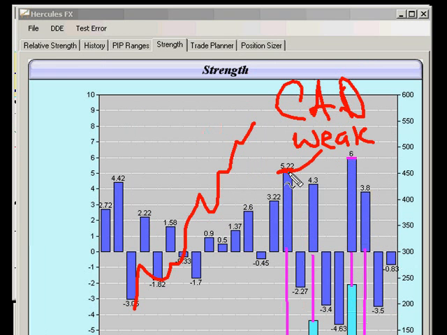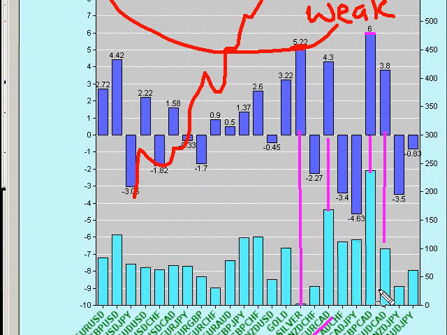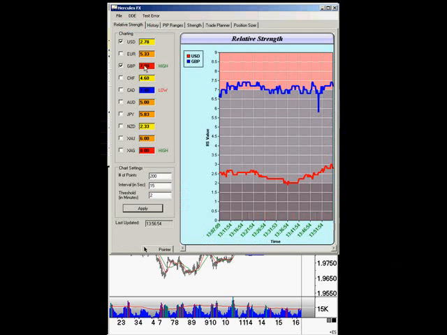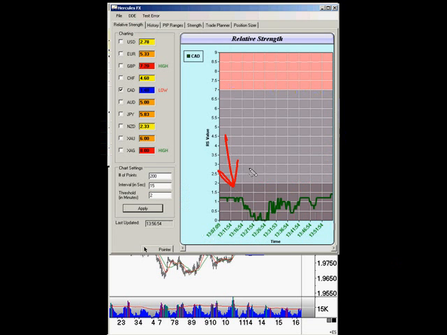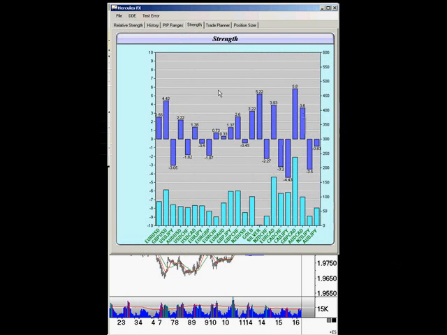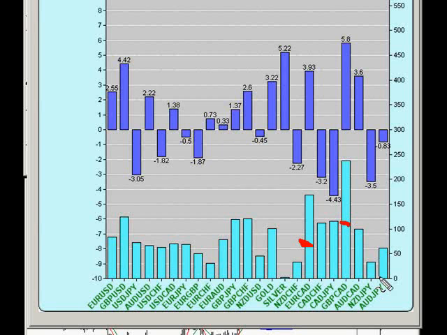Now, can we not just use the relative strength tab to get that? Absolutely. This is a breakdown on an individual basis. What does that mean? Well, let's go back to relative strength. Let's look at the Canadian dollar. The Canadian dollar could be weak, and the Euro Canadian could be low in the range. The pound Canadian could be low in the range. The Australian Canadian could be low in the range.